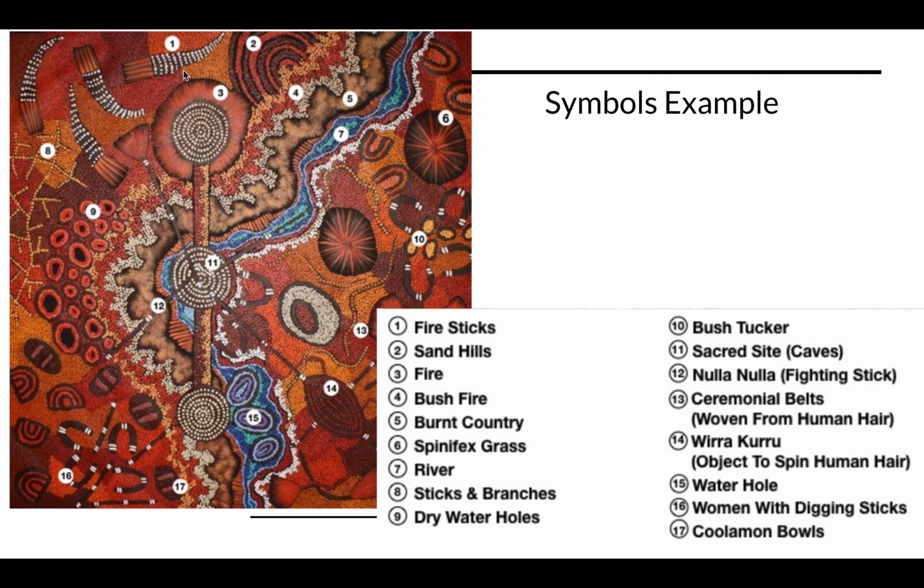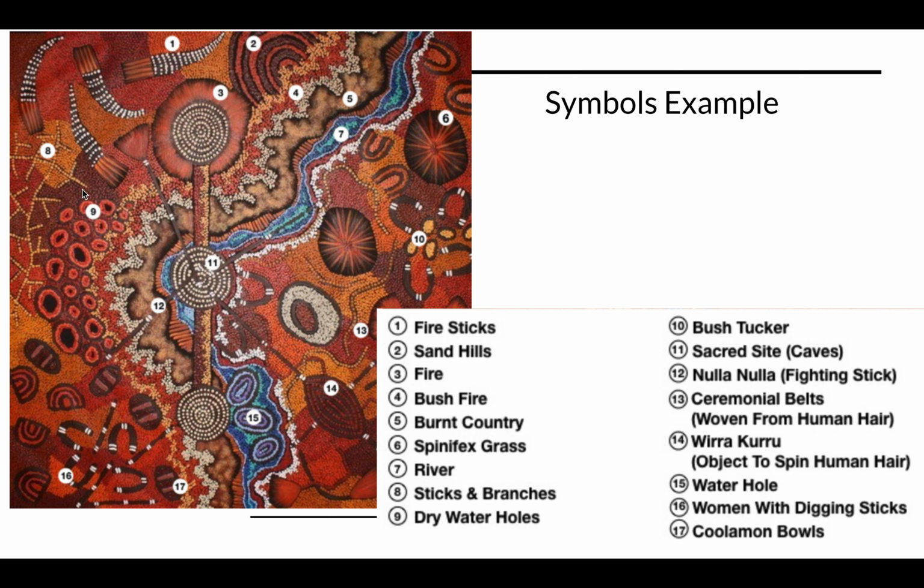Number 7, I'm going to skip to number 7. So, this is an example of a river. What's number 15? A water hole. Number 14, this is an object that they would use, so maybe a tool. Sticks and branches, number 8.